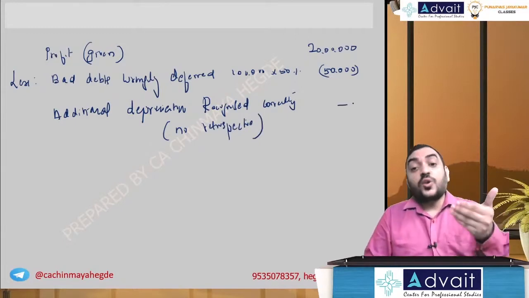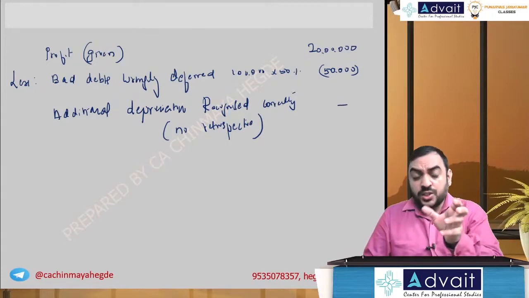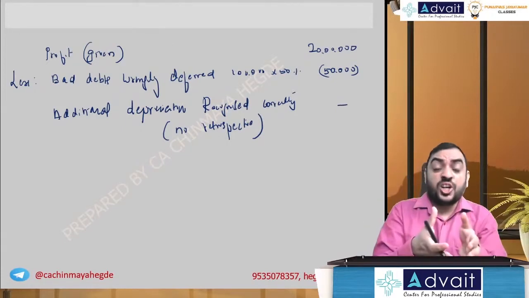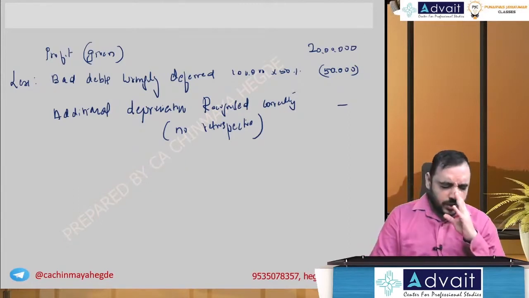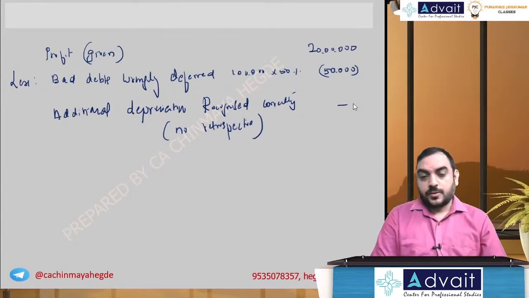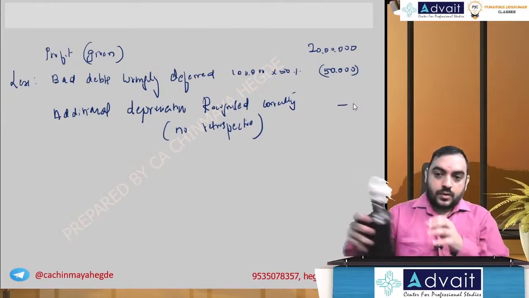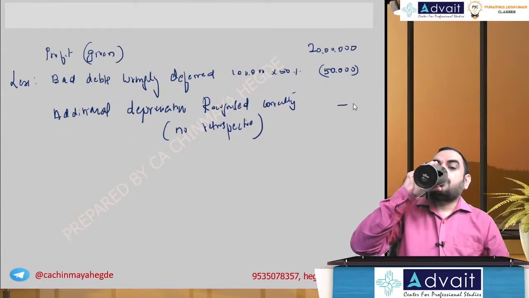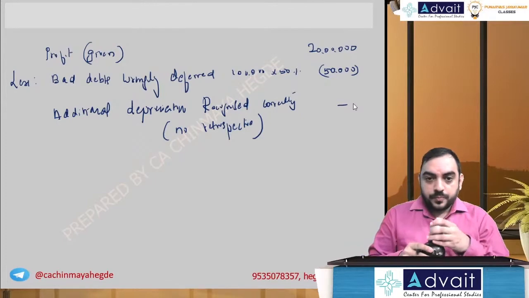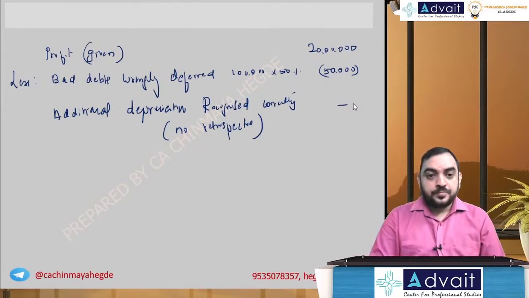If there is any retrospective calculation, then out of this additional depreciation, only how much is relevant for the current quarter we should take. Otherwise, this will not apply. Sir, just give me 1 minute. Okay, next.